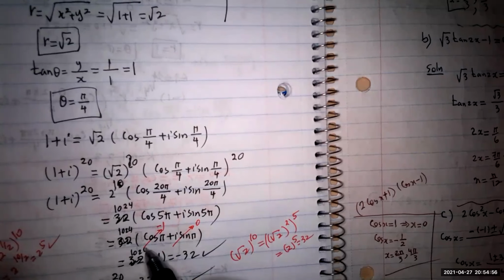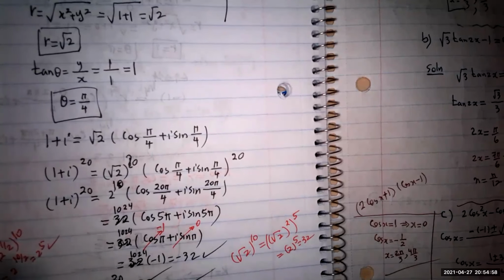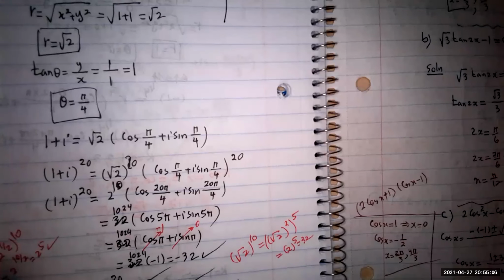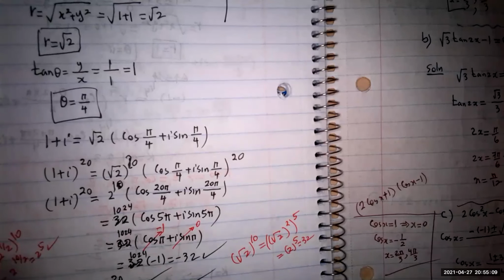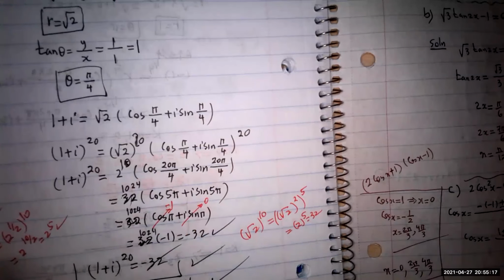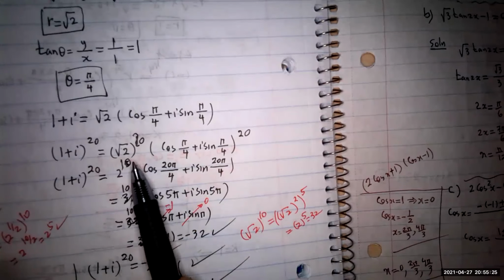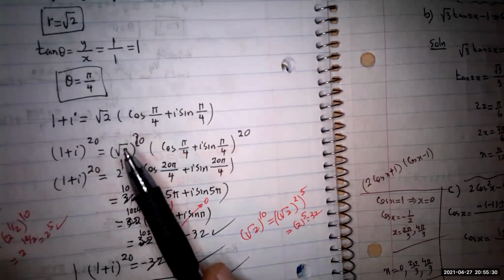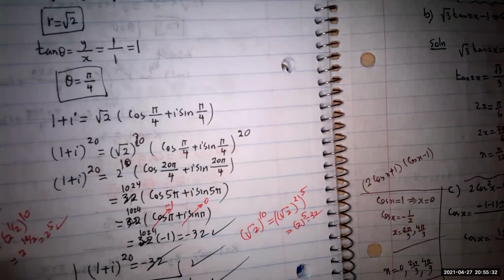So the final answer is 1 plus i to the 20 is going to be 1024. Negative, of course, negative. I was just thinking about that radical 2 because I want to get rid of that one, but I made a mistake. But you know that the radical 2 to the 20, we write down the radical 2 squared first. Radical 2 squared would be 2, then 2 to the 10.